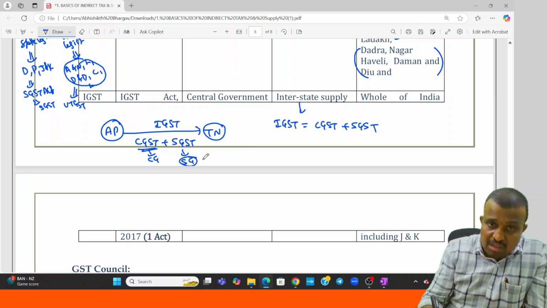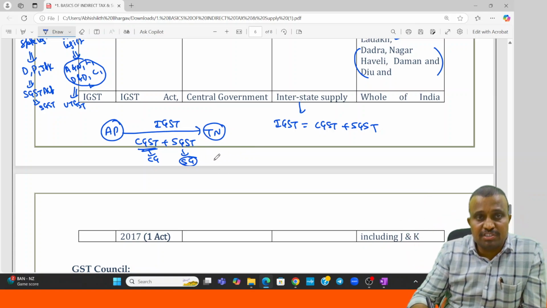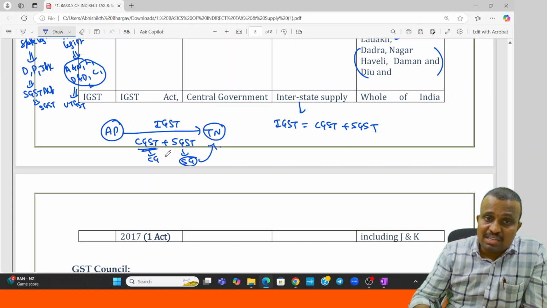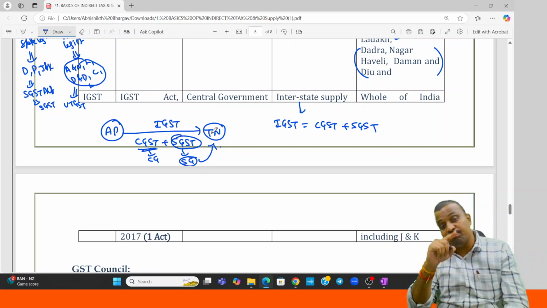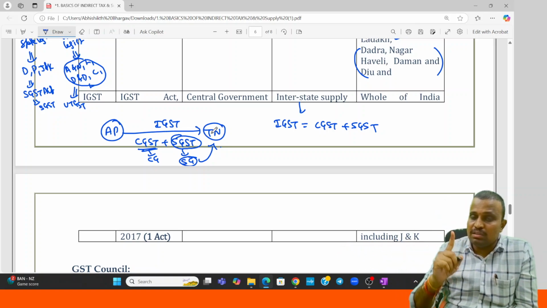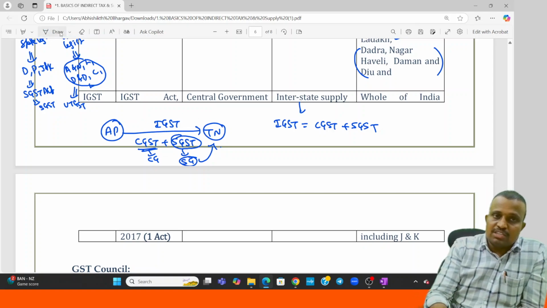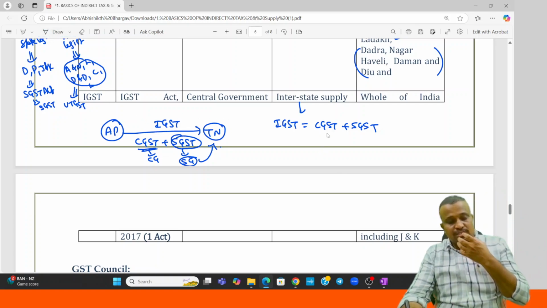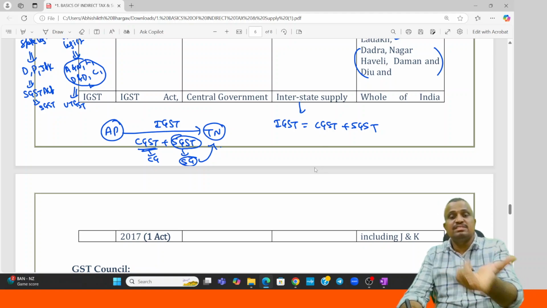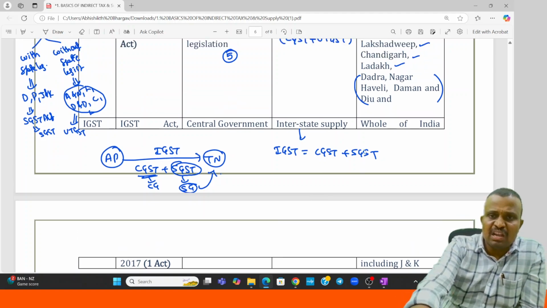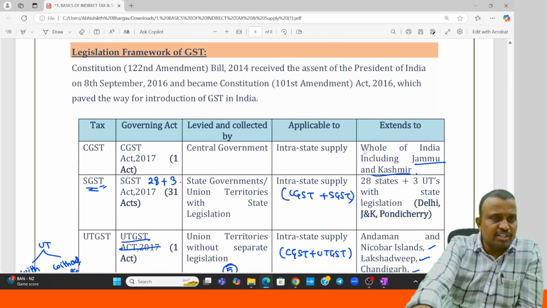But which state government? The destination, because GST is a destination-based taxation. So the destination state is nothing but Tamil Nadu. Then the central government refunds or reverts that SGST component to the destination state, not to the origin state. So that's why we said IGST is simply equal to both CGST and SGST.